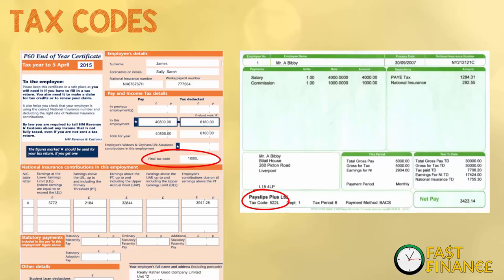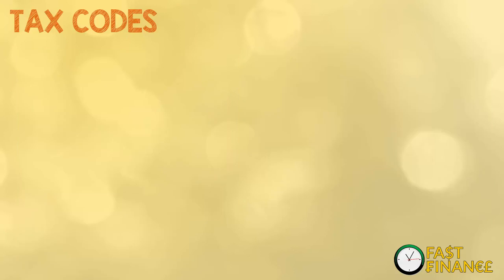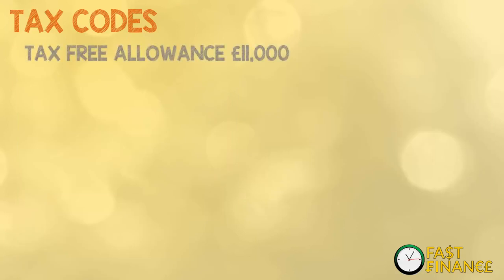Tax codes are calculated as follows. The tax-free allowance for everyone is currently £11,000. This means you can earn £11,000 before you start to pay tax. This gives you the tax code 1100L, which is what most people receive. Okay, so for this example we're going to use this tax code. We'll look at how your tax code can change a bit later.